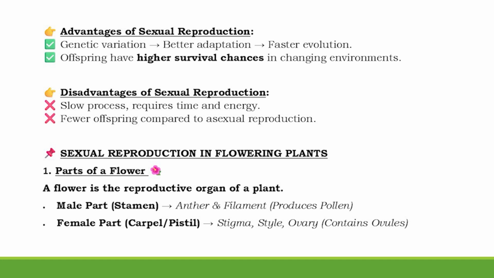Sexual reproduction in flowering plants. 1. Parts of a flower. A flower is the reproductive organ of a plant. Male part: stamen, anther and filament, produces pollen. Female part: carpel or pistil, stigma, style, ovary, contains ovules.